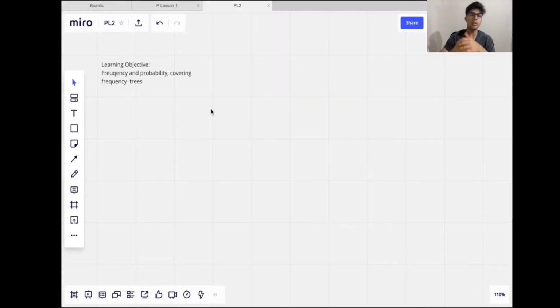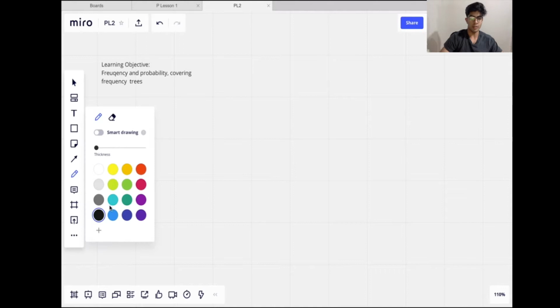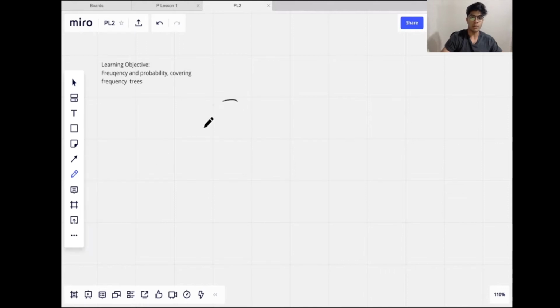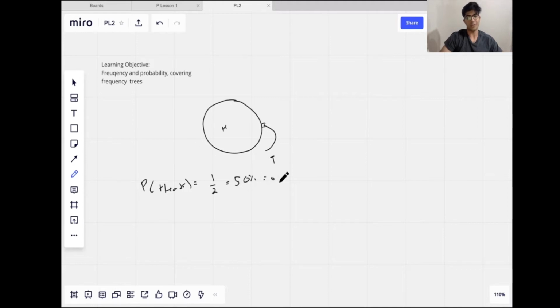So in this video we're talking about frequency and probabilities, covering frequency trees. If you remember last video, I talked about flipping a coin, right? We have a coin with heads on one side and tails on the other side. And I talked about how the probability of heads, for example, will be a half, or 50%, or even 0.5. Let's have all three.